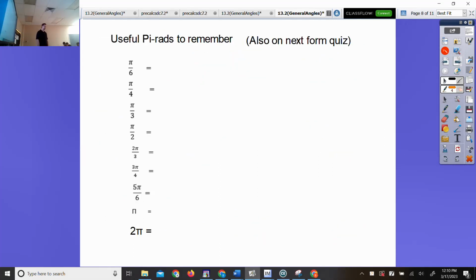All right, here's the ones you need to memorize, and these are on your form quiz. Now, the way you can do these quickly without memorization is to know what pi is worth. What is pi worth? As a measure of an angle, not 3.14. As an angle, pi is worth 180 degrees. So anytime you see pi as an angle, you can just rewrite it as 180. What's 180 over 6? 30.